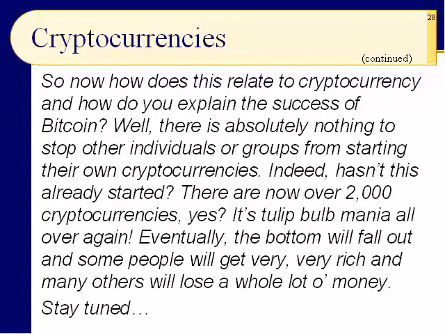Slide 28. So how does this relate to cryptocurrencies? And how do you explain the success of Bitcoin? Well, there is absolutely nothing to stop other individuals or groups from starting their own cryptocurrencies, right? And this is exactly what has happened. The last I heard, there were 1,500, then I heard 2,000, and I'm not going to go out and try to count them all. But it's tulip bulb mania all over again. Eventually, the bottom is going to fall out, and it seems to have with many of these currencies, and it fell out with Bitcoin, but maybe it's coming back. And some people will get very, very rich and already have, and many more others will lose a whole lot of money.